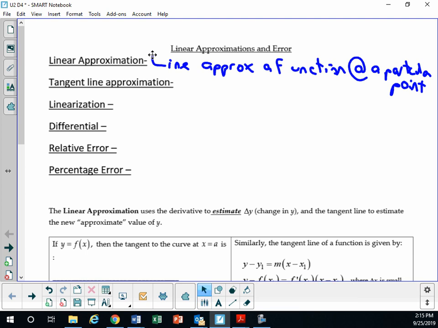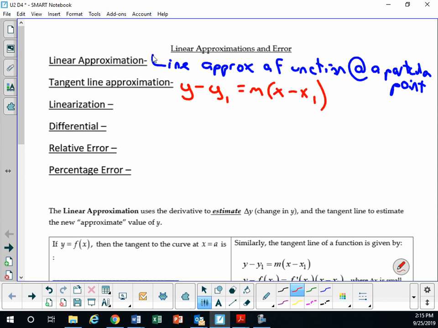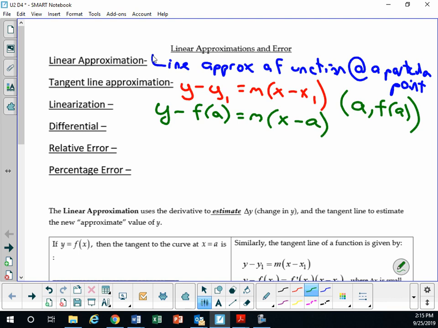So let's start on equation number 1. y minus y1 equals m times x minus x1. That's the equation of a line, where m is the slope and x1, y1 is the point. Well, we're going to call my point a comma f of a. So the x value is a, the y value is f of a. If that's true, then this equation becomes y minus f of a equals m times x minus a, plugging in the point for x1 and y1.